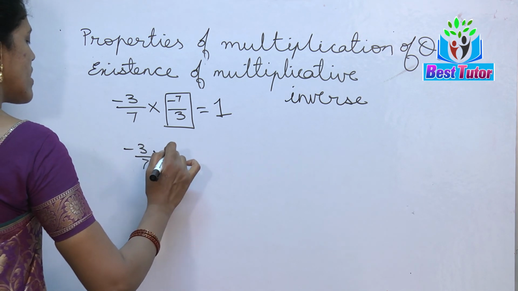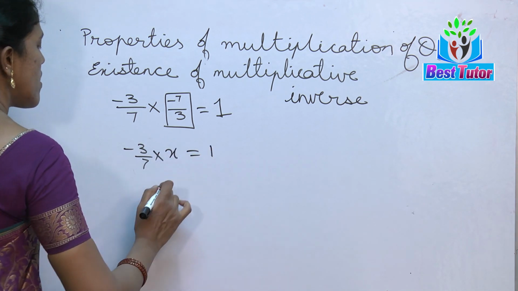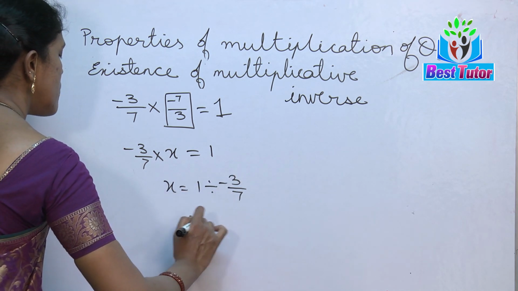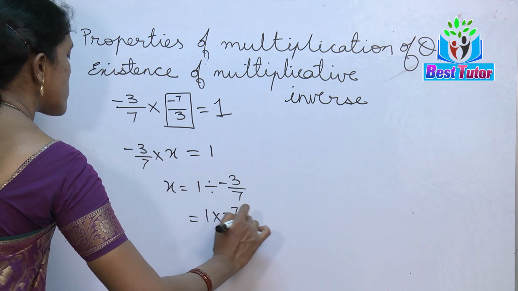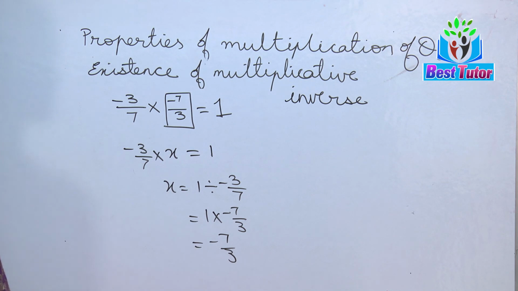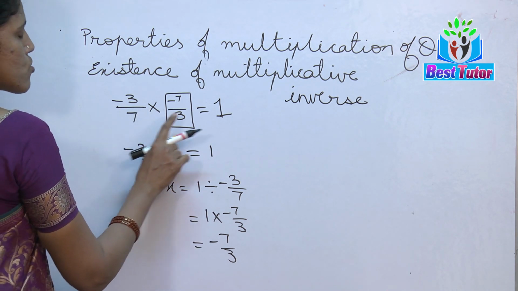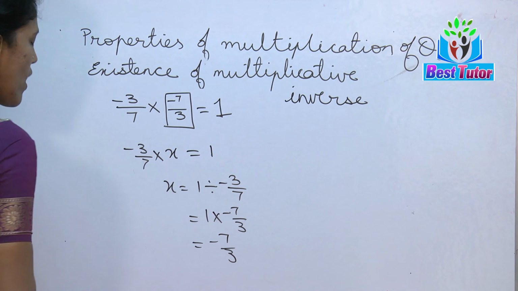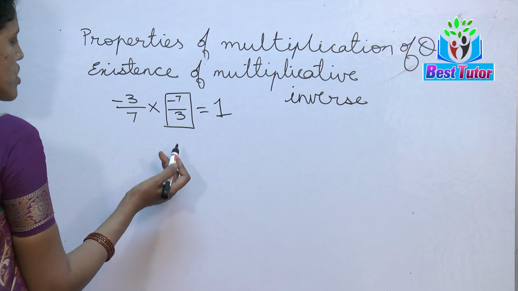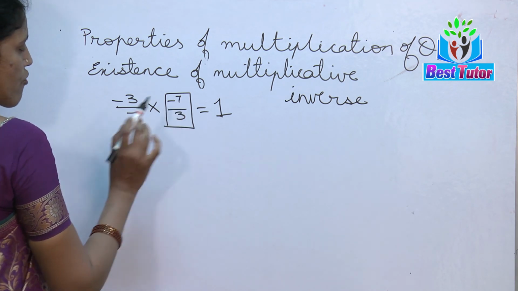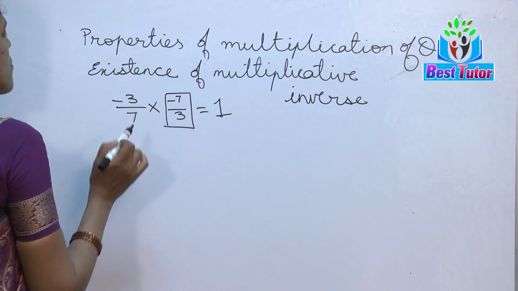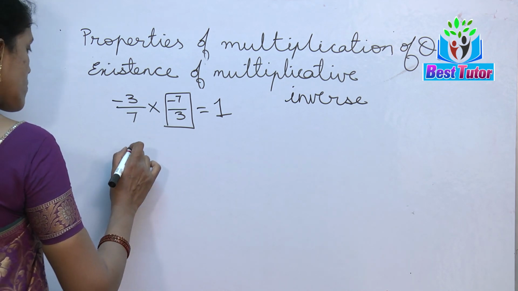If we use the linear equations, let it be equal to x, then x will become 1 divided by minus 3 by 7, which is going to be 1 into minus 7 by 3 or minus 7 by 3. Using this procedure, we have got minus 3 by 7 into minus 7 by 3 is equal to 1. Therefore, there does exist a multiplicative inverse. Is it a rational number? It is in the form of a fraction. Numerator and denominator are integers. Denominator is not equal to 0.